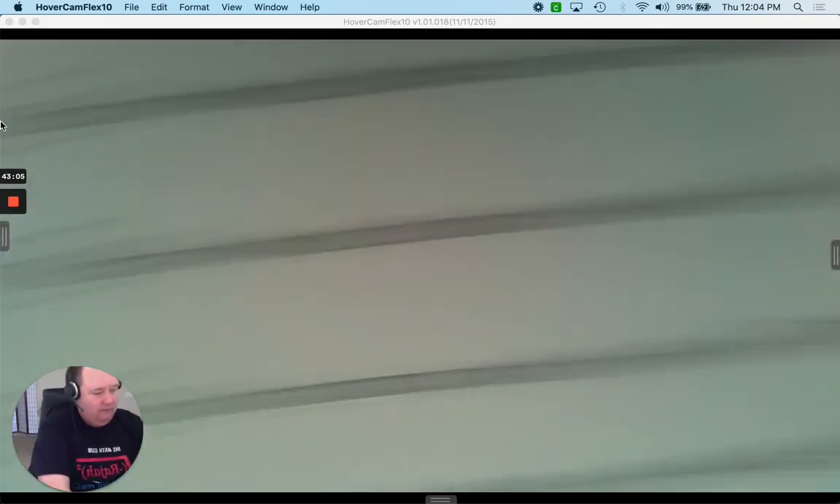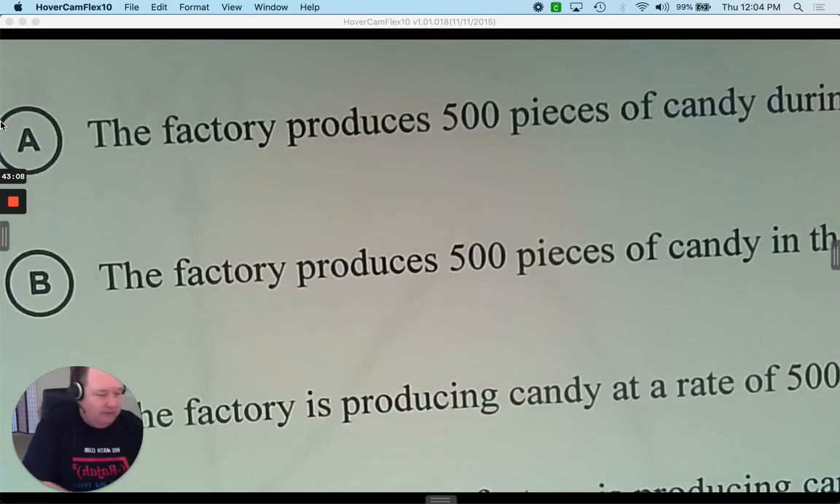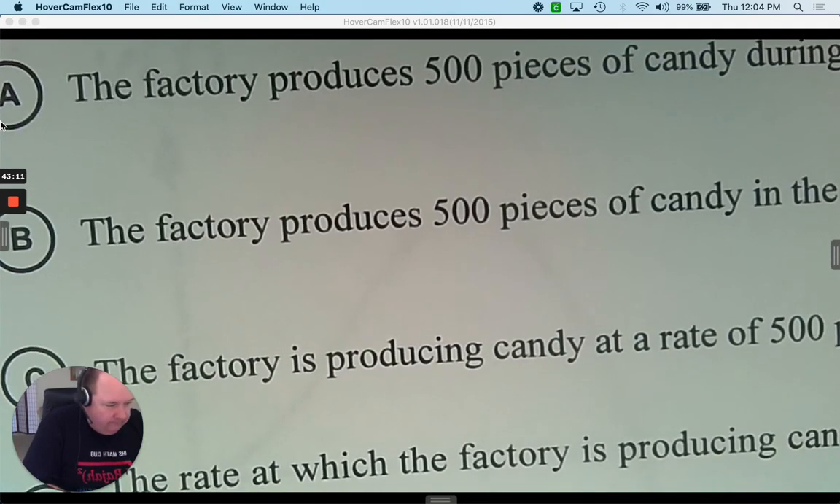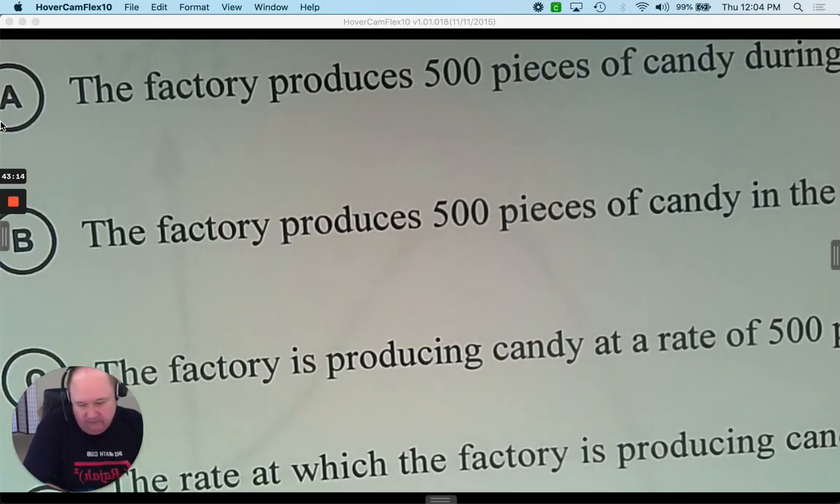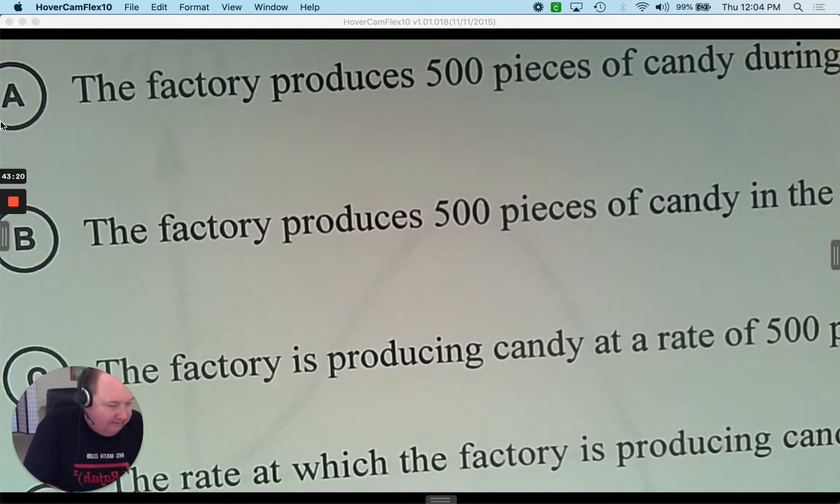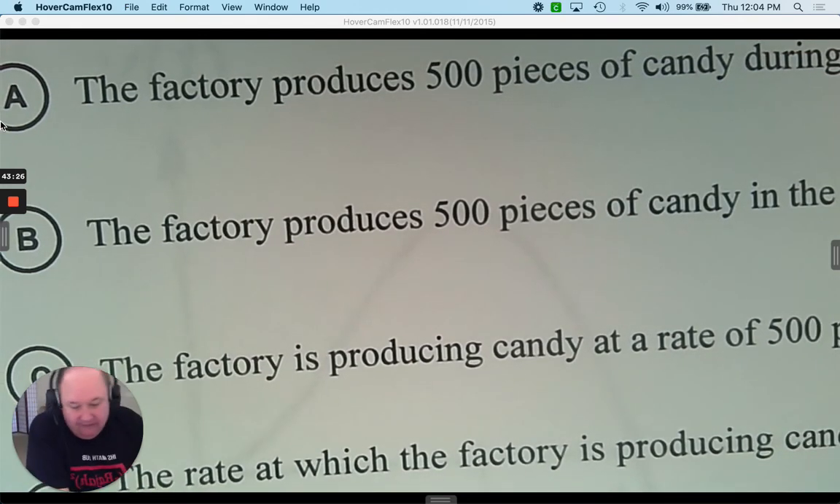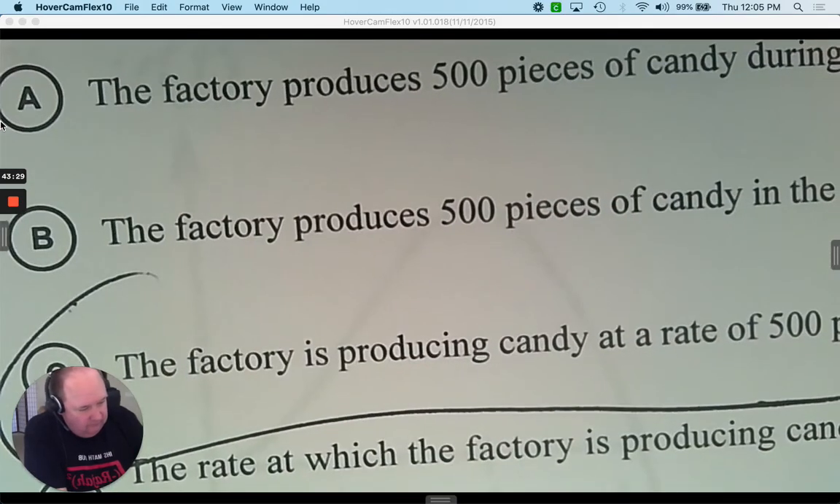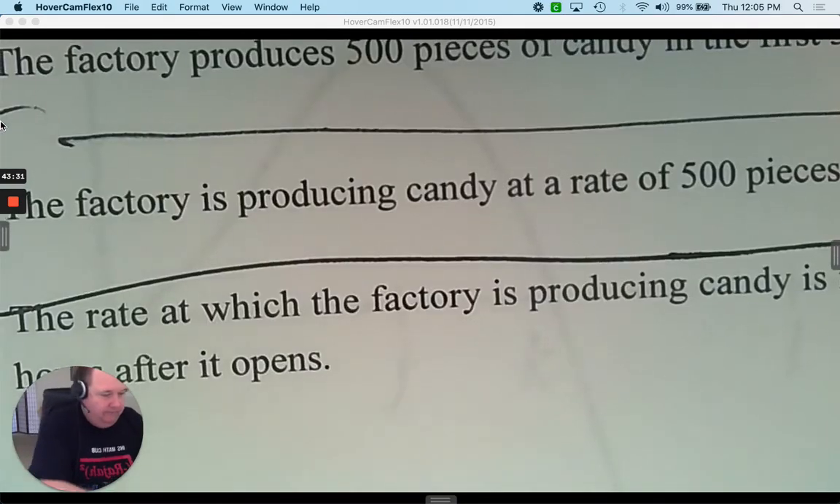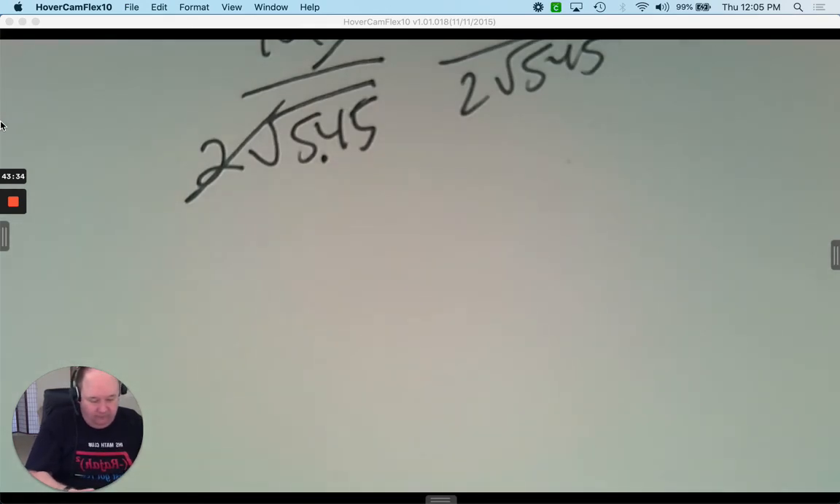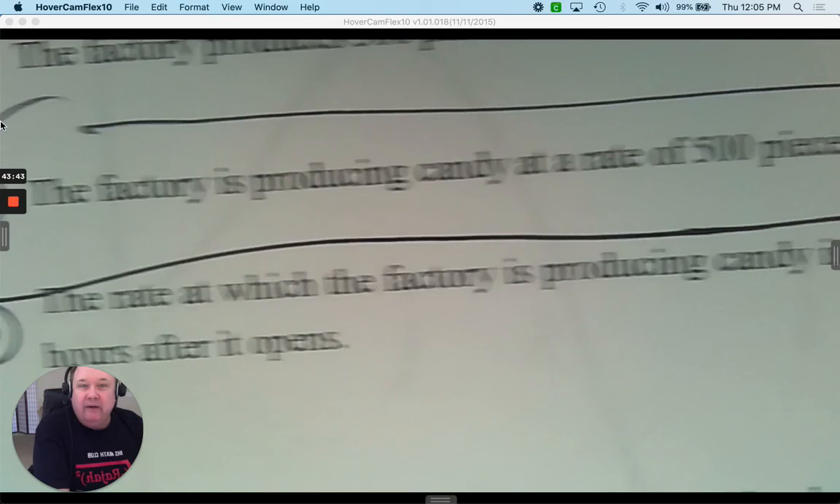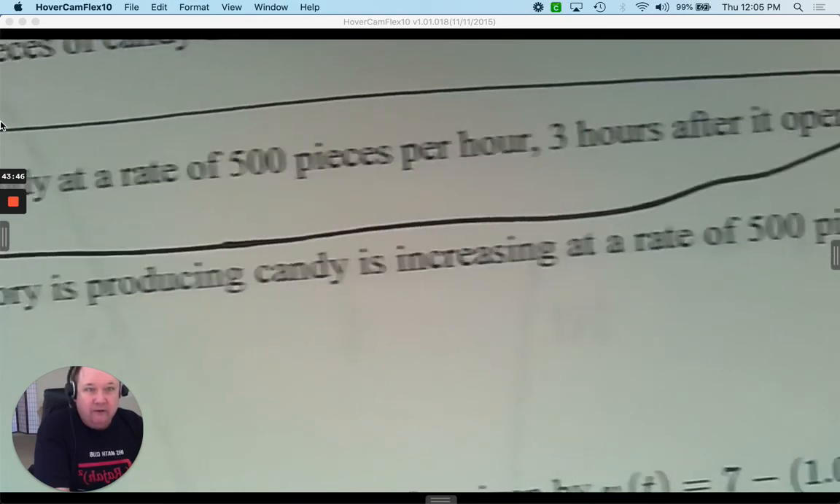Turn the page. Which one says that? The factory is producing, the rate at which the factory is producing candy is increasing at a rate of 500 pieces per hour, 3 hours after it opened. The answer is C. So the factory is producing candy at a rate of 500 per hour, 3 hours after it opens.